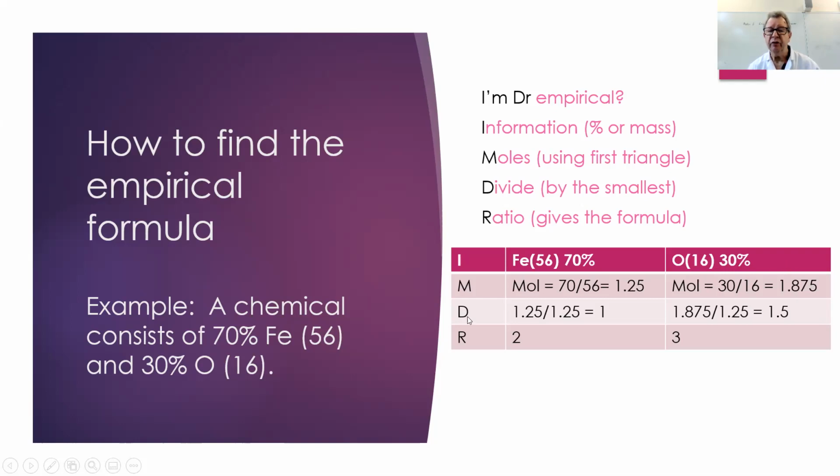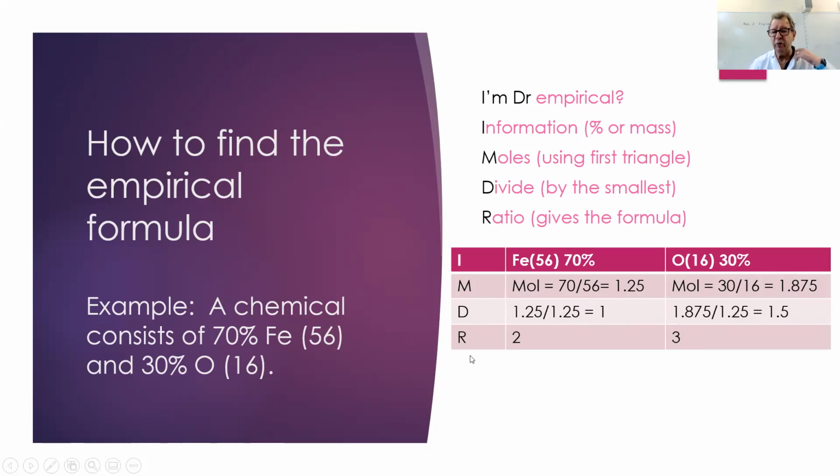Then we divide through, IMD divide by the smallest. Well, this is the smallest. So 1.25 divided by 1.25 is 1. And 1.875 divided by the same 1.25 is 1.5.